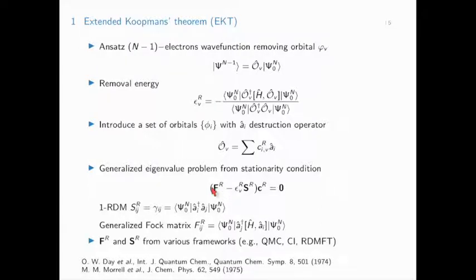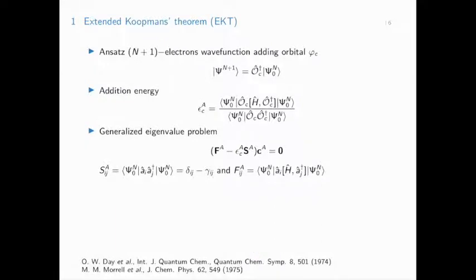And this can be done within different theoretical frameworks. For example, it can be done within quantum Monte Carlo or using configuration interaction methods, or also using reduced density matrix functional theory. These are just examples. And later I will show two examples to do this. Then one can do something similar for the addition part.